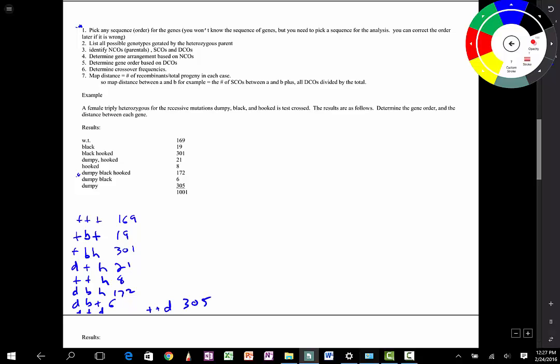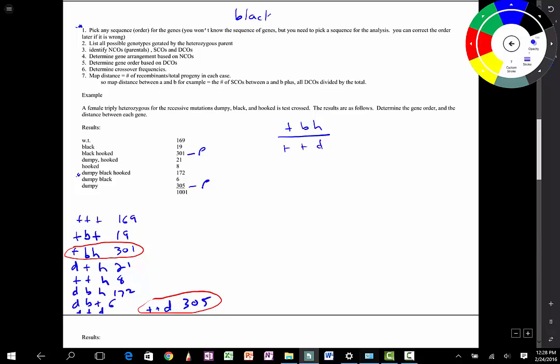So which ones are the most? 301 and 305 are the most. So those are our parentals. That tells us that plus, black, and hooked started on one side of the line, and plus D started on the other side of the line. That's because this guy's a parental, this guy's a parental. We started out black hooked and dumpy. So what that means, when we made that heterozygote, we took a black hooked fly and crossed it to a dumpy fly.